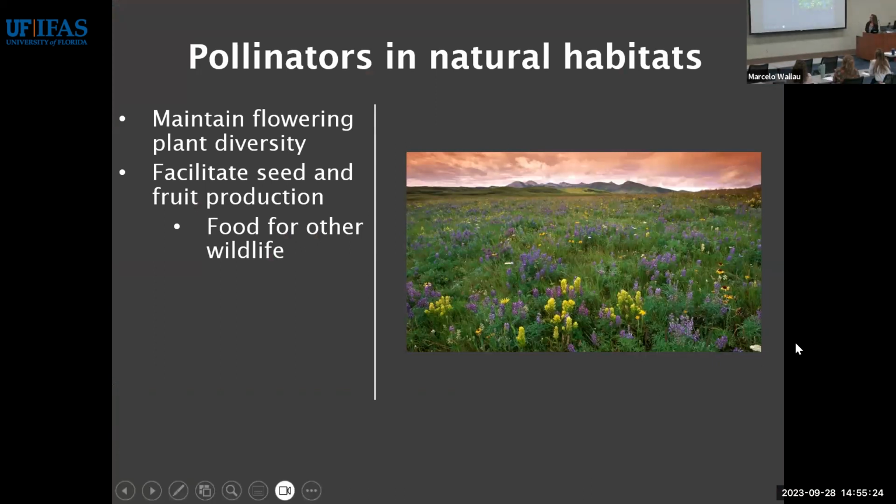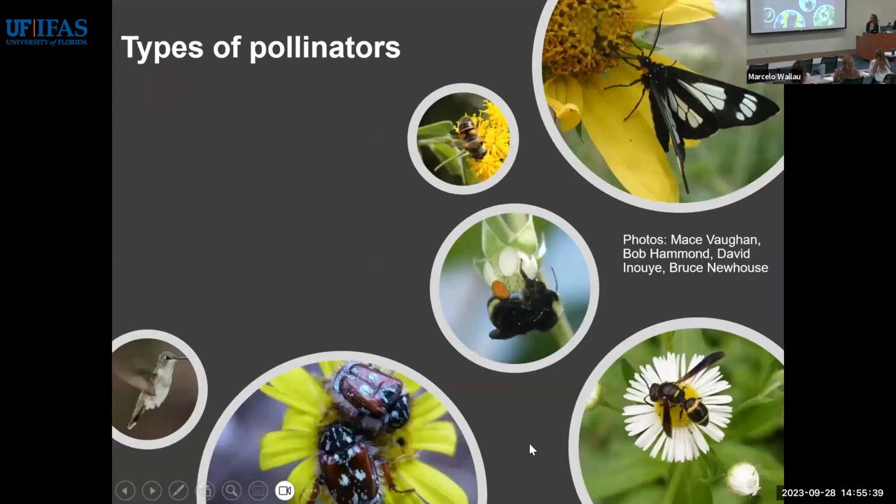But I also want to point out that we need pollinators for plant diversity and natural systems. A lot of these flowering plants depend on insect pollinators. It's estimated that about 87% of all flowering plants rely on insect pollination. So without insect pollinators, we'd have quite diminished diversity.